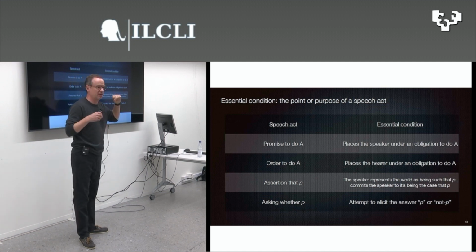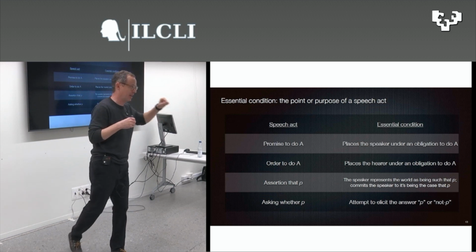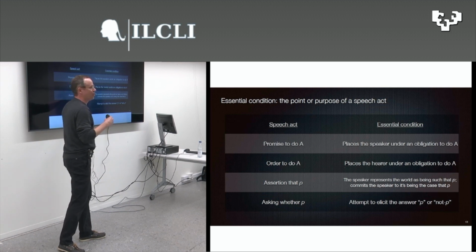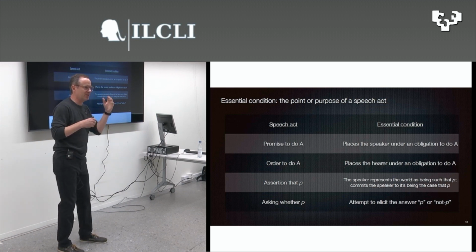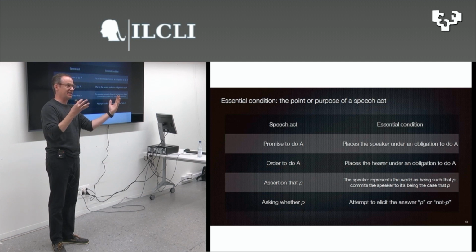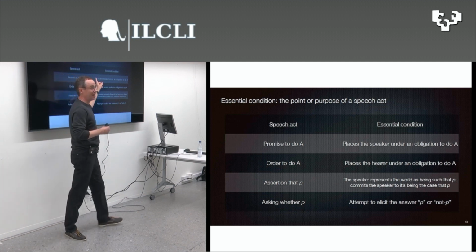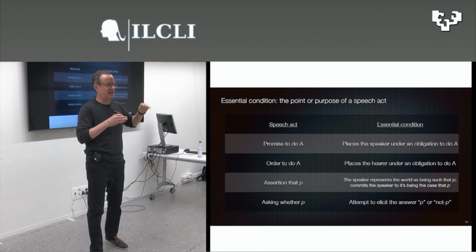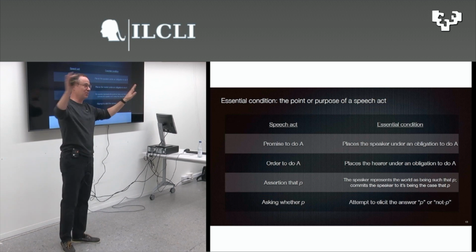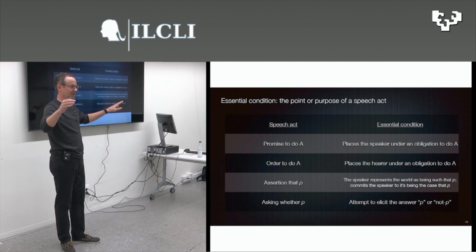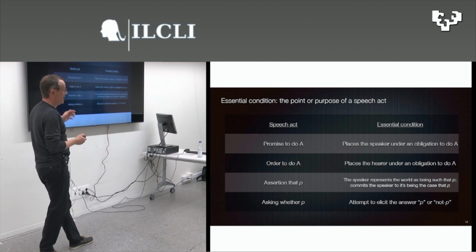The point of an order is to place the hearer under an obligation to do something. All right, and so we could argue about what it is for assertions. But the thought is that there's a point or purpose for every speech act. It's a kind of felicity condition. If that condition is not met, if I perform a speech act and I fail to place myself under an obligation, then that is not a felicitous promise. Whatever I was doing, it's a failure as a promise if the essential condition is not met. Okay? All right.